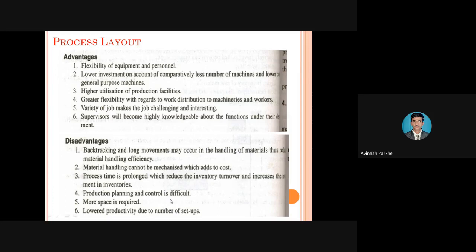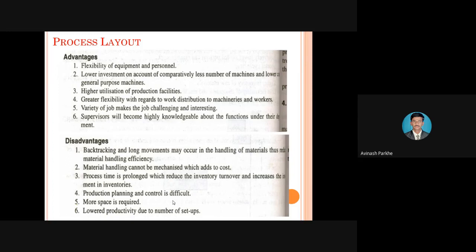Production planning and control is very difficult. Here we are not converting your raw material with proper production planning and control, because we are taking all the 100 components, the total batch, to one compartment. Then we take it to the second compartment, then to the third compartment. So in that case, proper production planning does not take place.